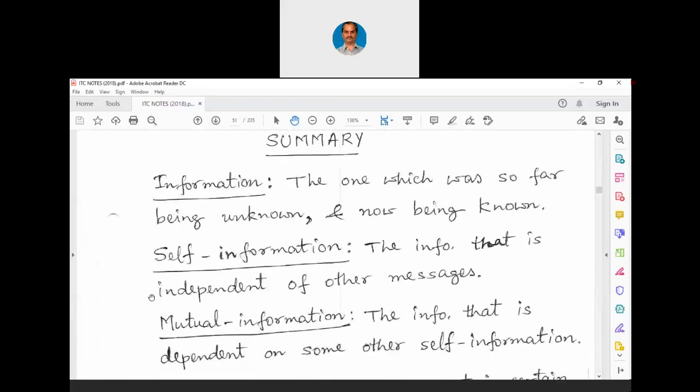Now let me come to the summary of this module. Summary. Information, it is the one which was so far being unknown and now being known. Self-information means the information that is independent of other messages. Mutual information means the information that is dependent on some other self-information. Okay. So that way, in the future modules, we are going to deal with the mutual information only to a larger extent, because we know that each information is dependent on the preceding information as such. So there is always a statistical dependency in real life.